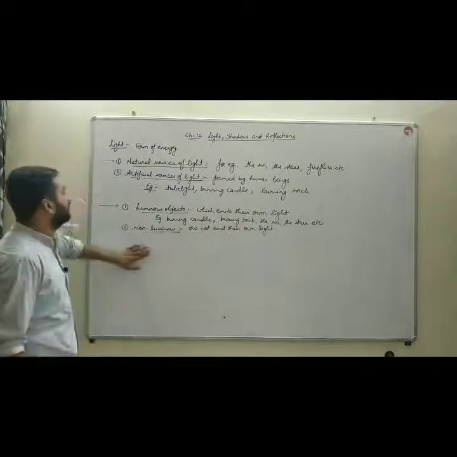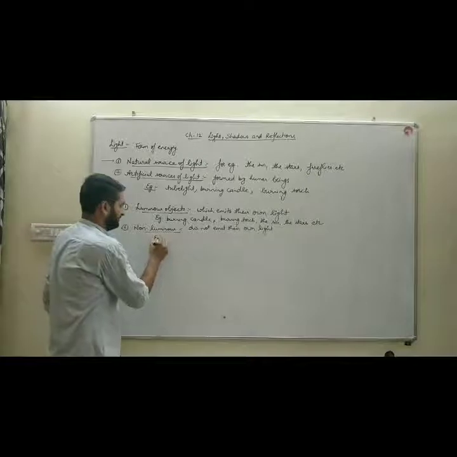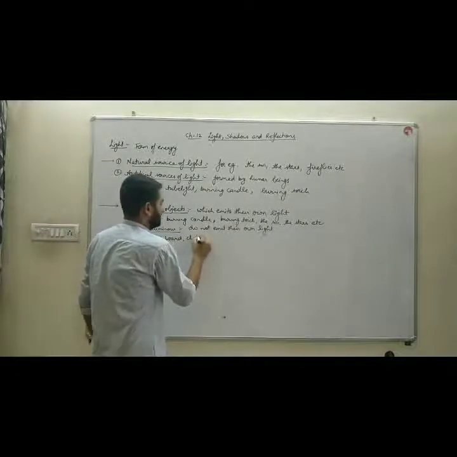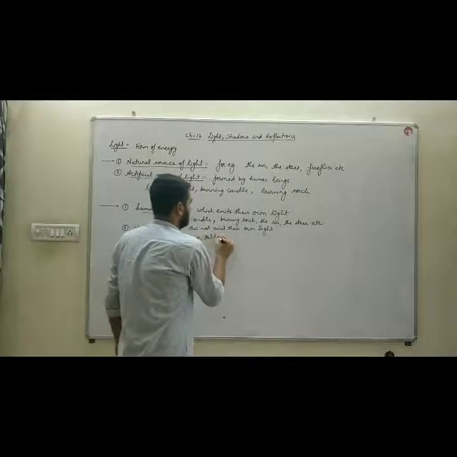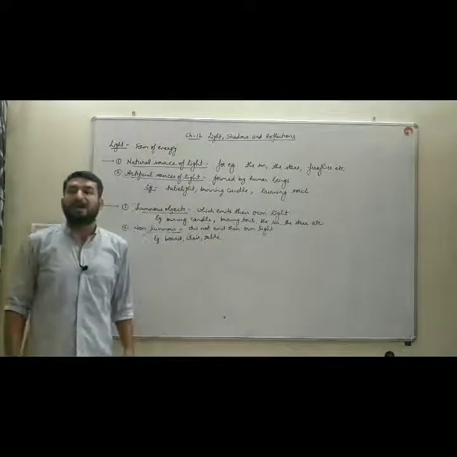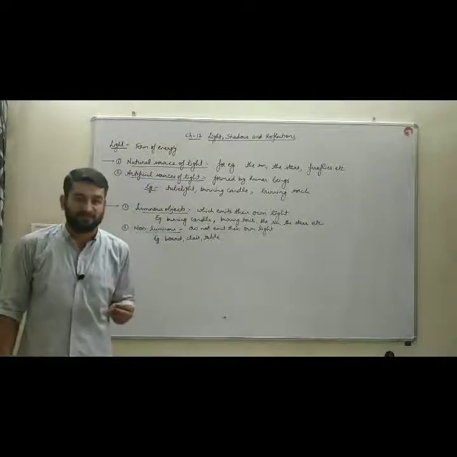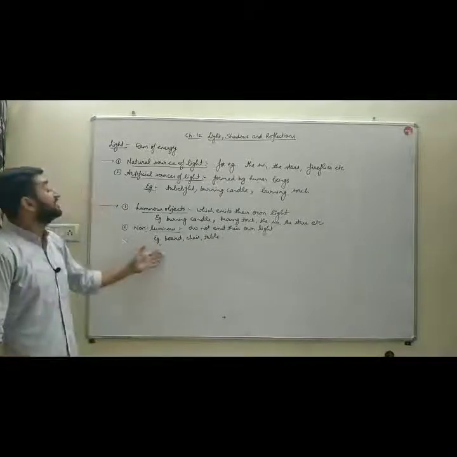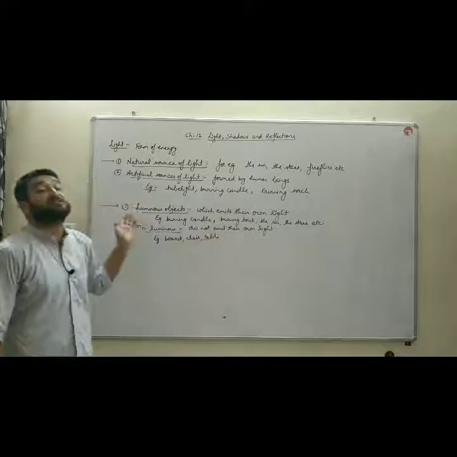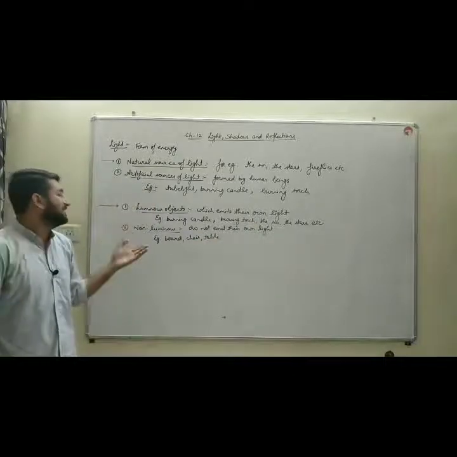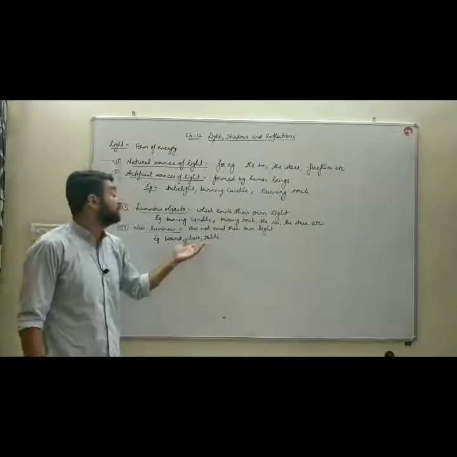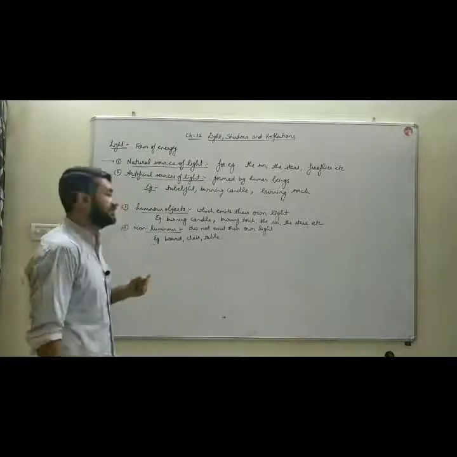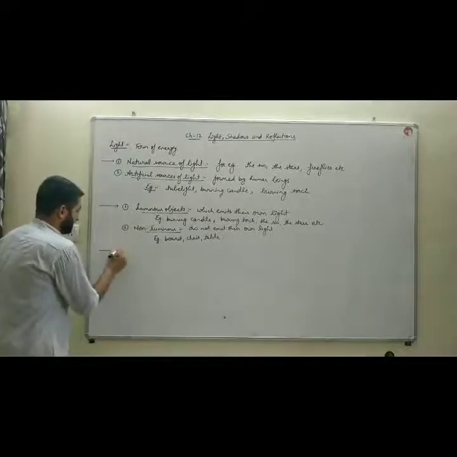to see them. For example, this board, chair, table, all these are non-luminous objects. They do not emit their own light. They reflect the light of the luminous sources, and by that they are visible to us. The clothes, the human body, all those are non-luminous sources of light.